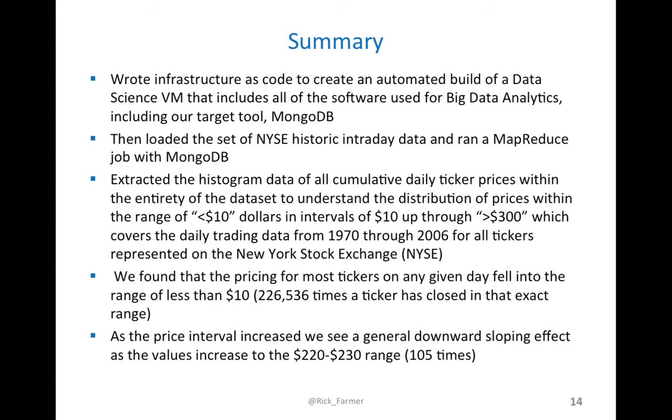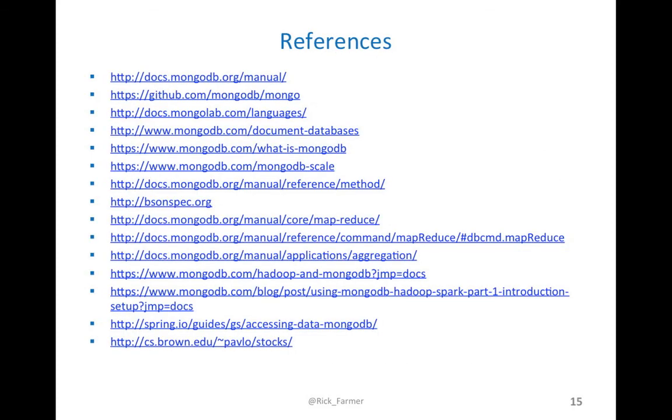And we noticed also that as the price interval increased, we see a general downward sloping effect as the values increase to the 220 to 230 range. That roughly hits about 105 times. And then when you get to the greater than $300 range, we often see that that's a catch-all bucket, which includes a lot of things. And for that, we saw 888 times in the data.